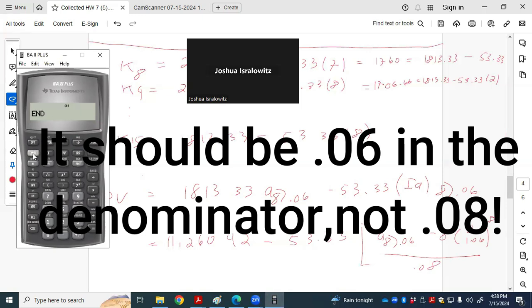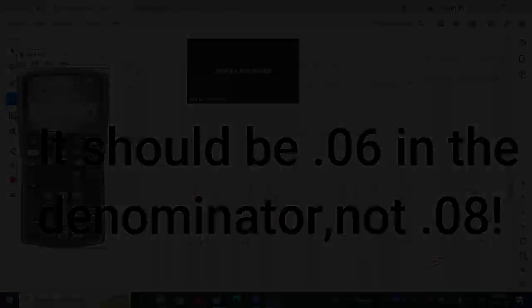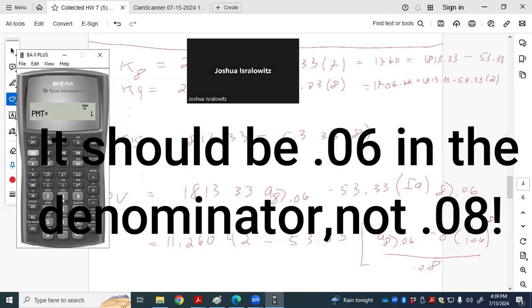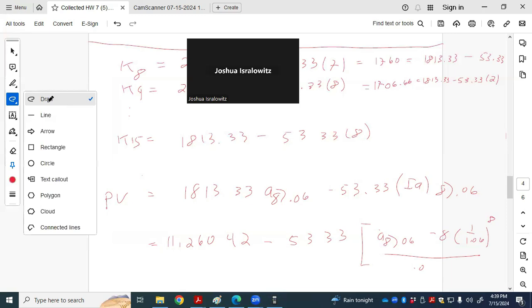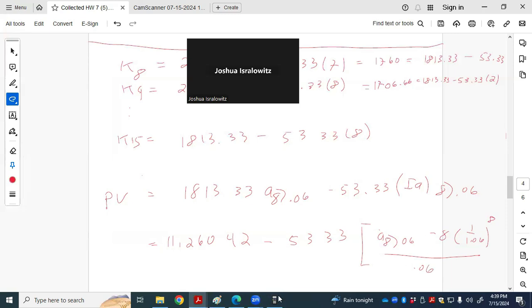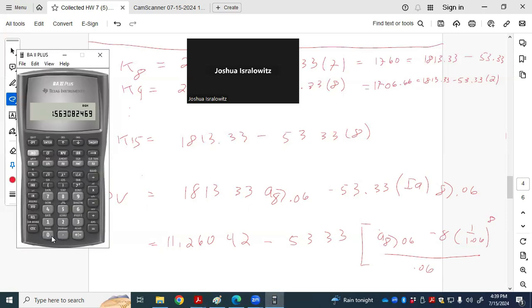So let's go to annuity due mode. 1 payment, 8 N, 6 interest, compute present value, minus 8 times 1.06 to the minus 8. Yeah, I don't know why I have 0.08, it's 0.06. Sorry about that. That's why I got a little off.